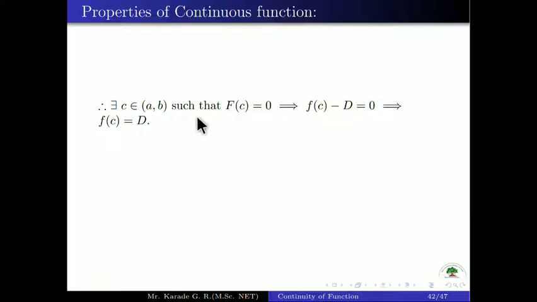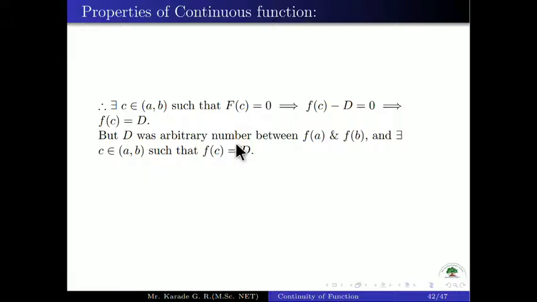Therefore, there exists a number c in the open interval (a, b) such that f(c) = 0, and this implies that f(c) - d = 0. This implies f(c) = d. That is, there exists c in the open interval (a, b) such that f(c) = 0, which implies f(c) - d = 0, that is, f(c) = d.